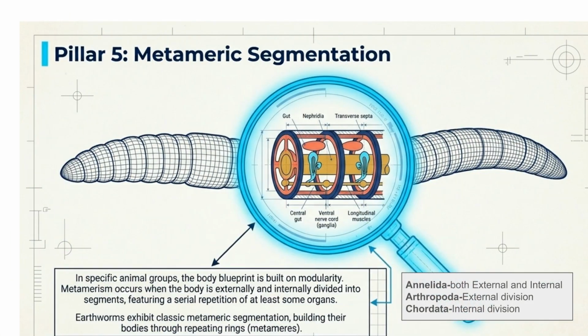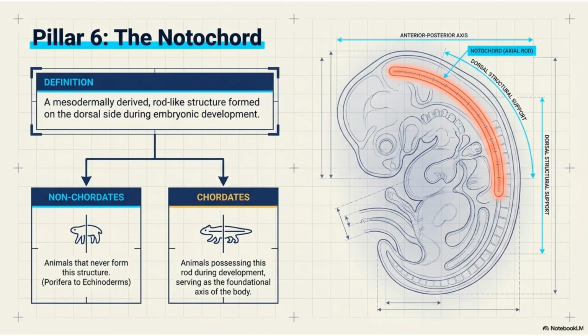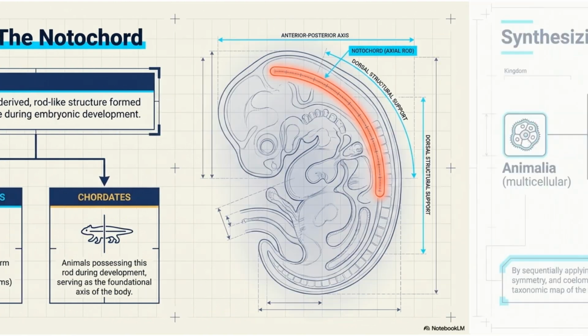Pillar 5 is metameric segmentation, where the body is externally and internally divided into repeating segments. This modular blueprint is classic in earthworms, Annelida, and is also seen in Arthropoda, external, and Chordata, internal. Pillar 6 is the notochord, a mesodermally derived rod-like structure providing dorsal structural support during embryonic development. Chordates possess this rod, serving as the foundational axis, while non-chordates, from protochordates to echinoderms, never form this structure.